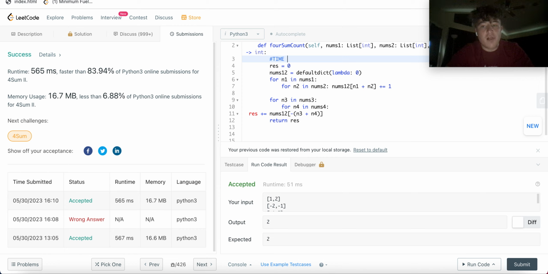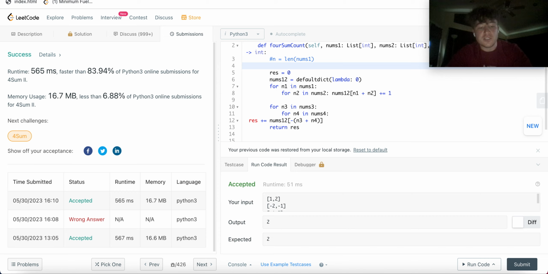So what's the run time and space complexity of this solution? Okay, so let's say n is the length of nums1, which is also the length of nums2, etc. Our original solution was n to the 4. So let's do time first. We have to look at all nums1, and for each nums1, we have to look at all nums2. So that's n squared time.